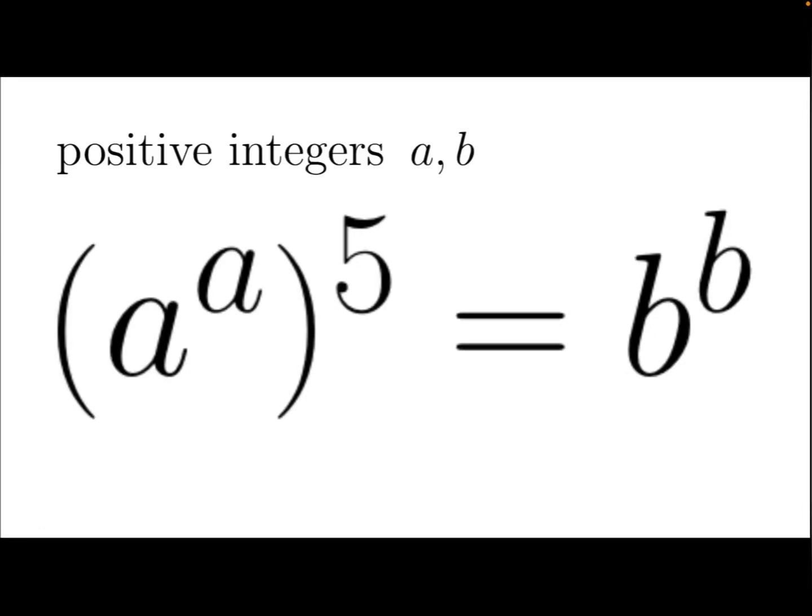In this video, we are going to find positive integers a and b, such that for powers a to the power of a and b to the power of b, one is the fifth power of the other.